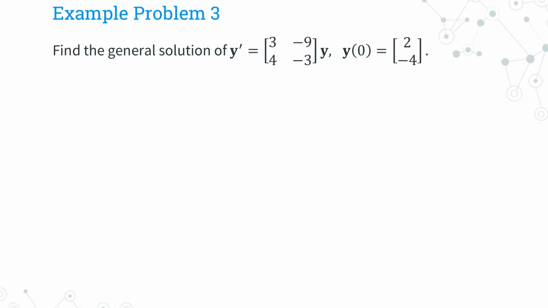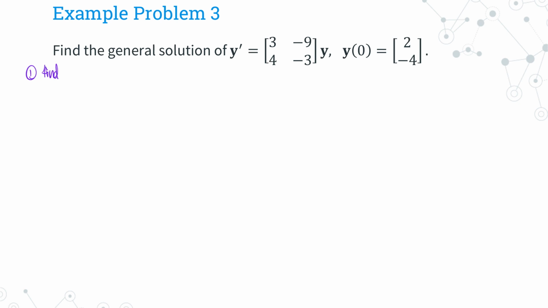And for our final example from section 10.6, we want to find the general solution of y prime is equal to the matrix 3, negative 9, 4, negative 3 times y, and this time we have an initial condition. We have a y of 0 is equal to 2 and negative 4. Let's see how we're going to go about doing this guy.